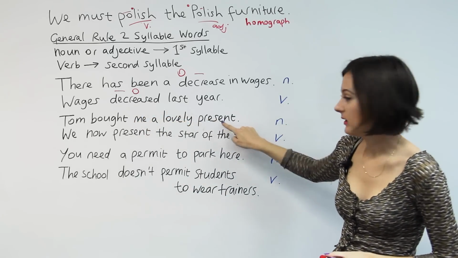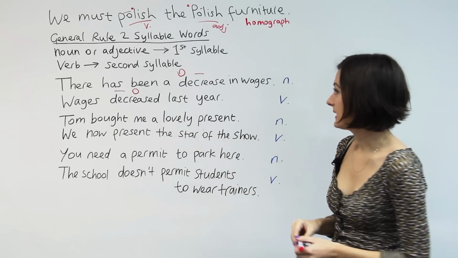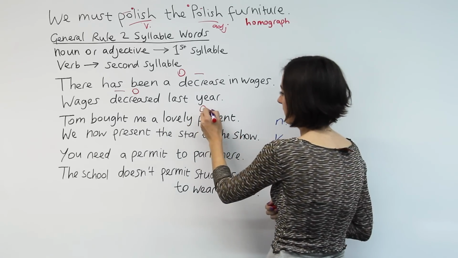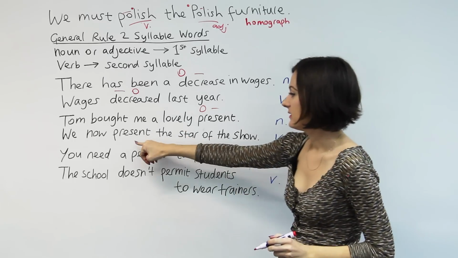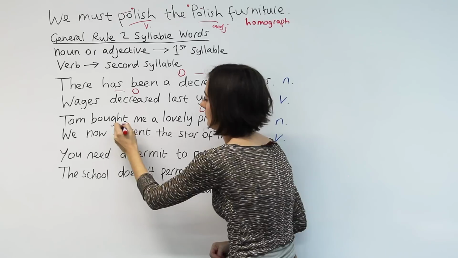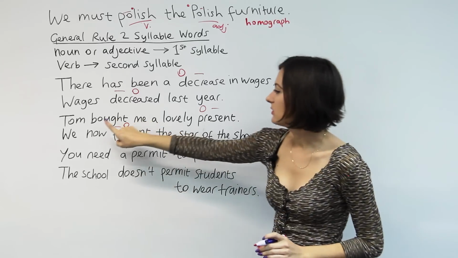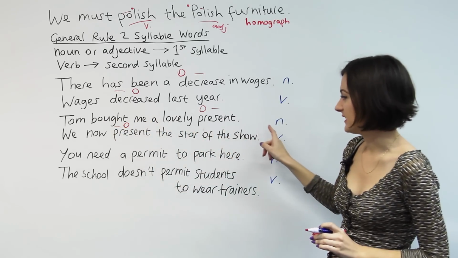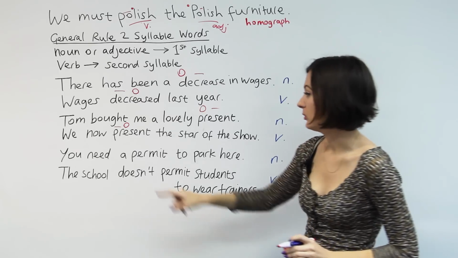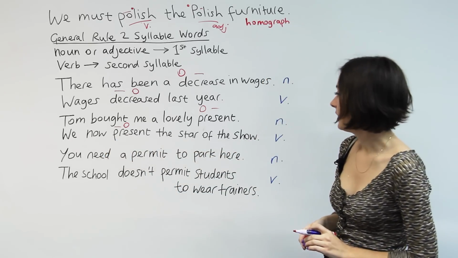Let's take a look at the second one. Present here is a noun because we've got a, there, a lovely present. So again, we put the stress here. And here is the verb. So we do that pattern again. Now I'll read them to you. Tom bought me a lovely present. Second example. We now present the star of the show.